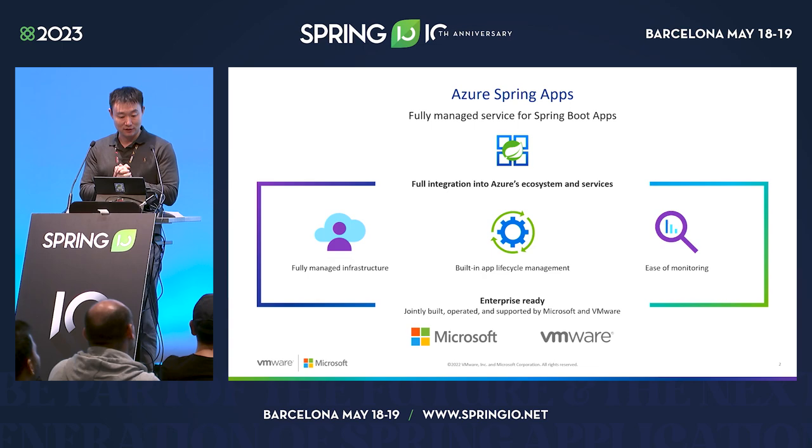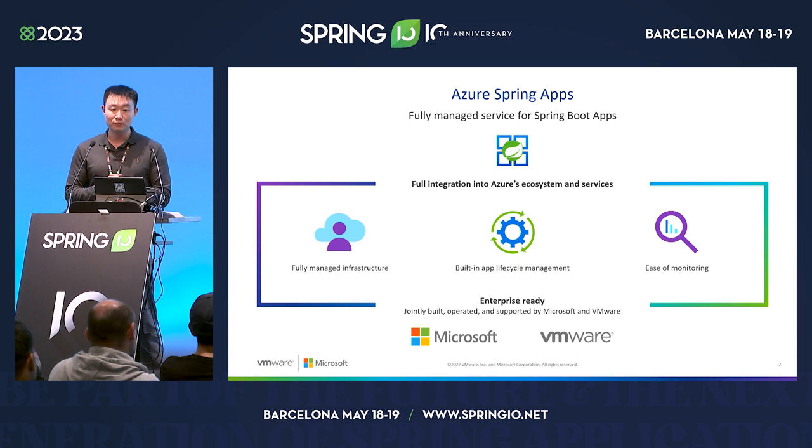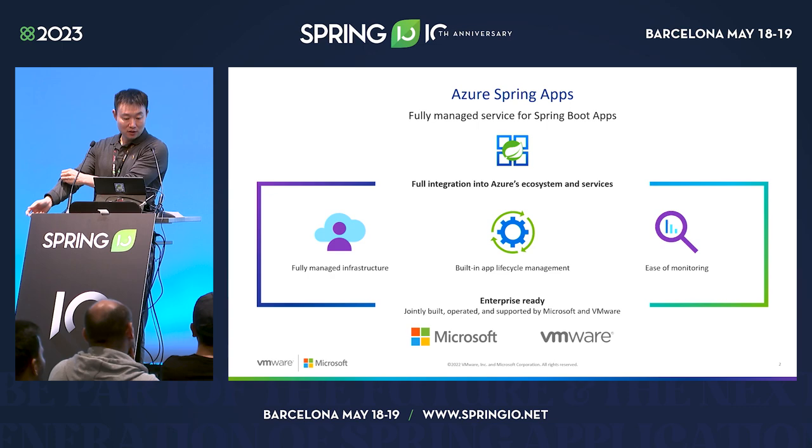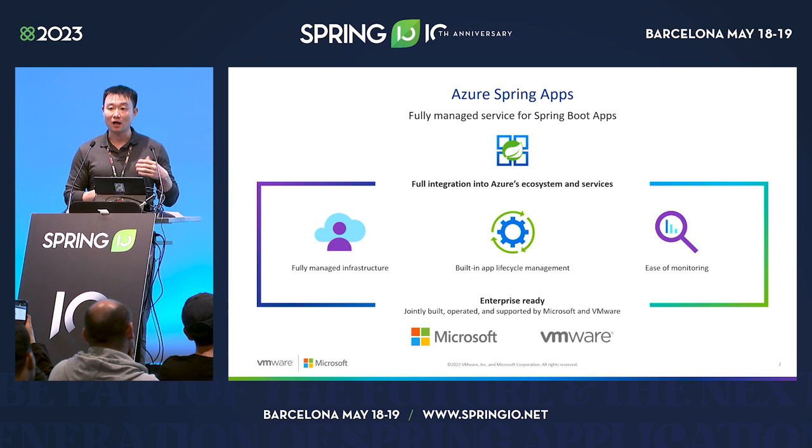Azure Spring Apps, what it is. It is a fully managed service to run any Spring Apps on Azure. It is as simple as that. It is a jointly built solution from Microsoft and VMware. There are three core value props when we designed Azure Spring Apps. First one is fully managed infrastructure, so you as a developer can focus on application development and not get bogged down with all the nitty-gritty detail of infrastructure.